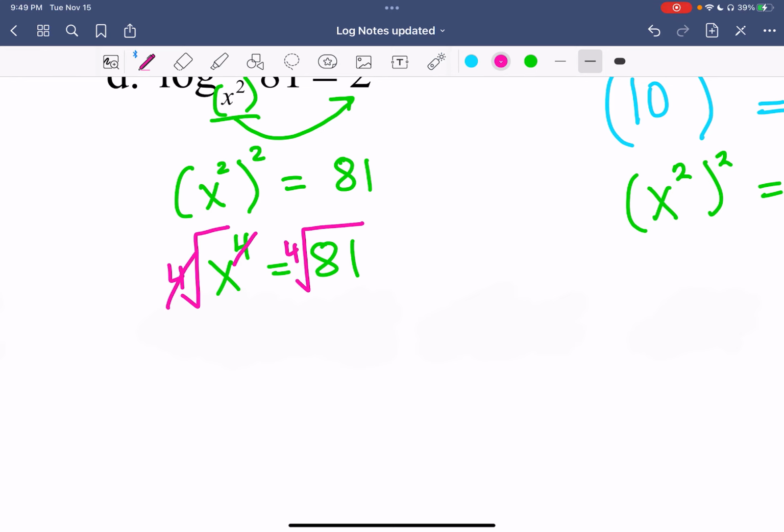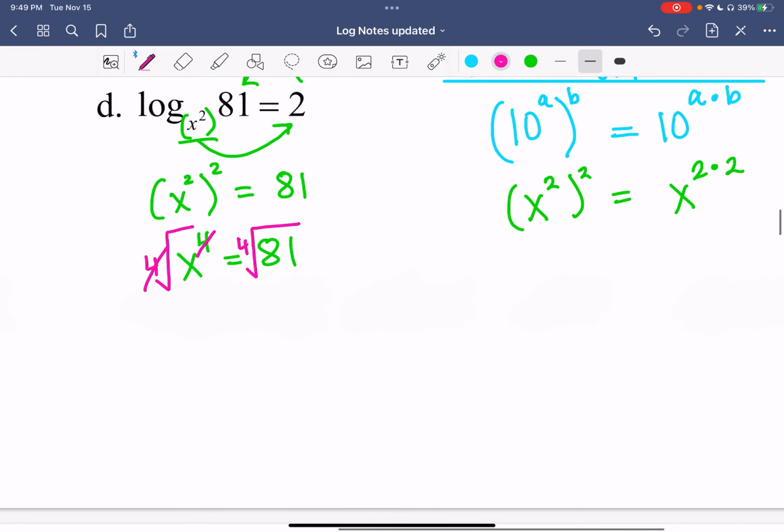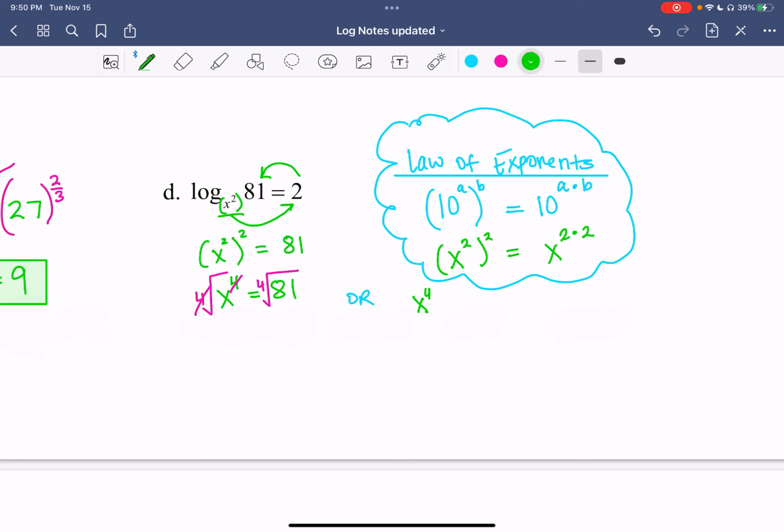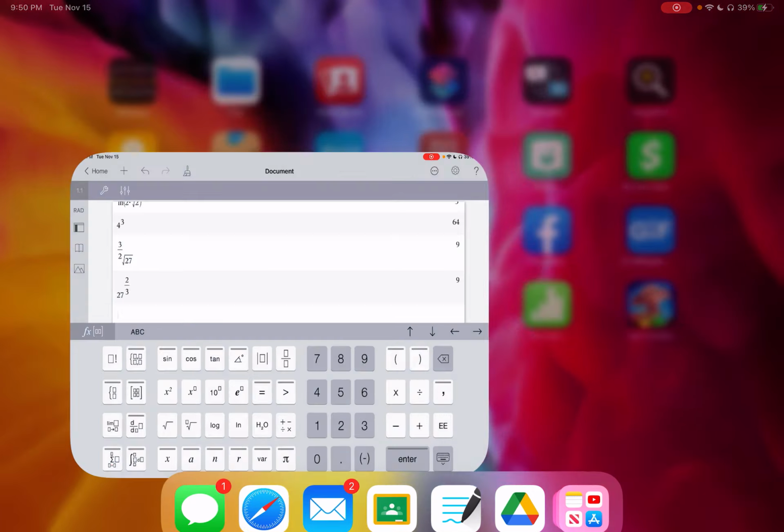The 4 and the 4 cancel out. Or alternatively, you can also, let me put this in a little bubble so it doesn't mix in with the other stuff. Okay, or you can multiply both sides by the reciprocal. So the reciprocal of 4 would be 1/4. Okay, so let me show you this in the calculator.